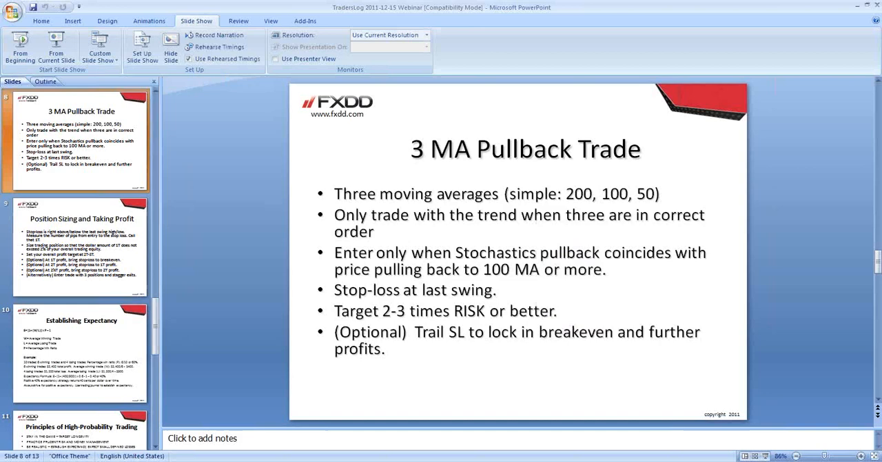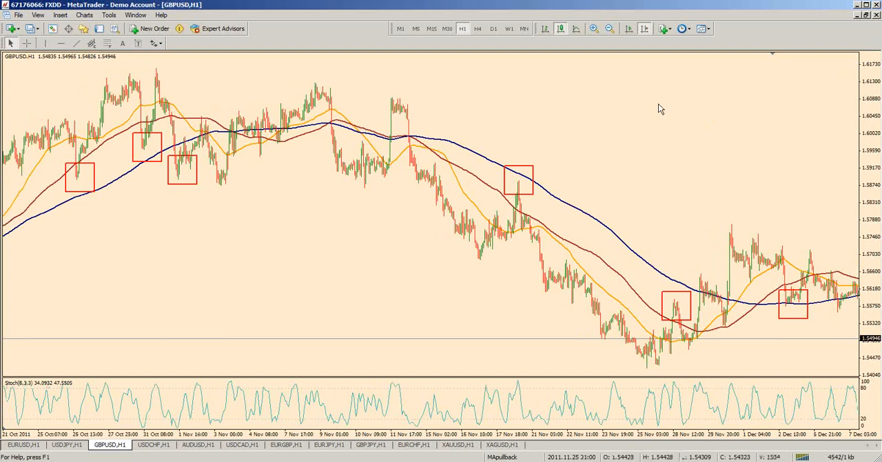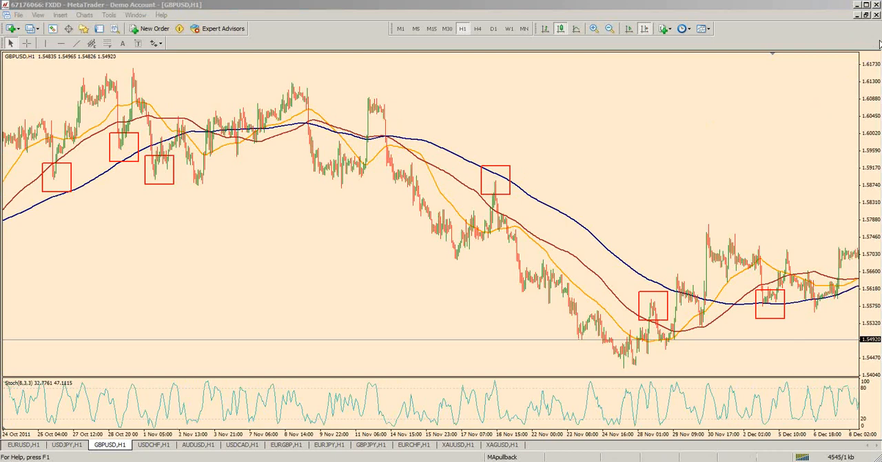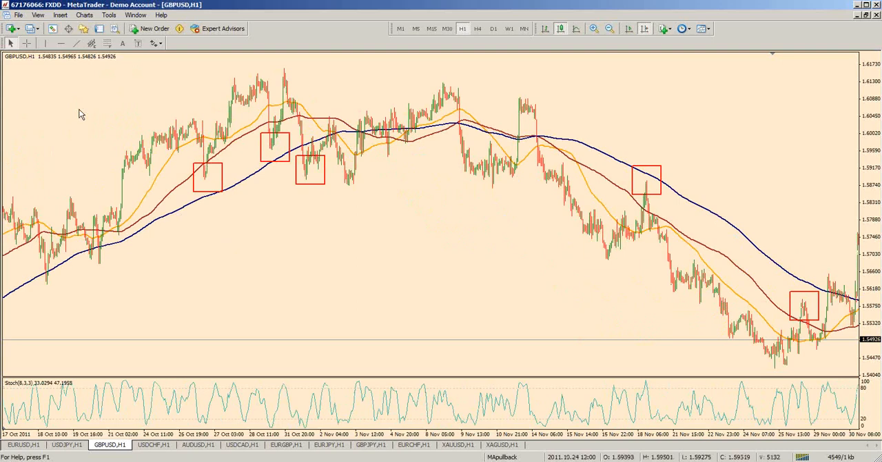I set this up beforehand. This is an hourly chart of British pound against the US dollar. Now, I'm looking for deep pullbacks. Once again, the first thing I do is look for the trend. So let me pull my crosshairs up here real quick.